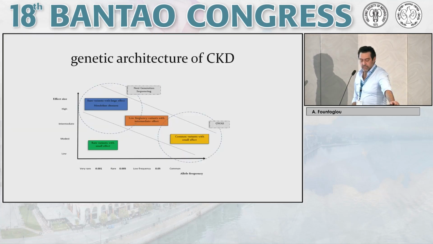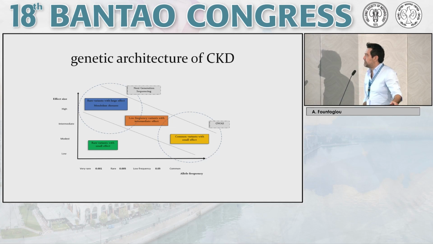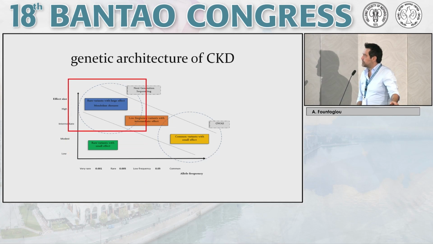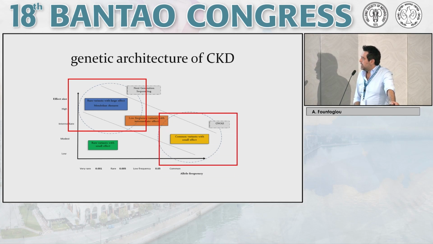Now we know with great certainty that the genetic architecture of chronic kidney disease consists of a wide spectrum of multiple genetic loci that are associated with various kidney phenotypes. On one end of this spectrum, there are very rare and very highly penetrant genetic variants in a single gene that cause Mendelian or monogenic nephropathies. And on the other end of this spectrum, there are very common variants in multiple genetic loci that are associated with the so-called genetic predisposition of chronic kidney disease.